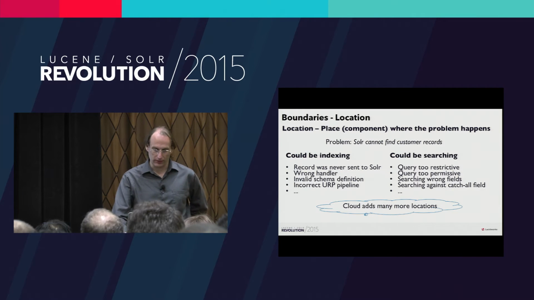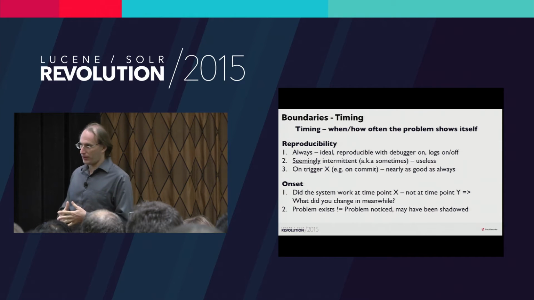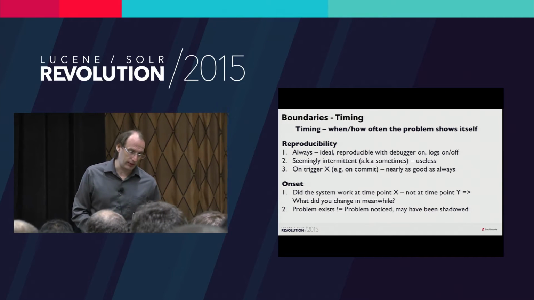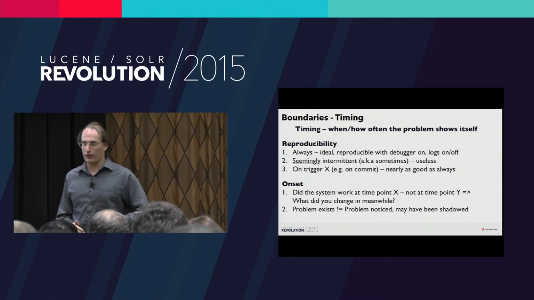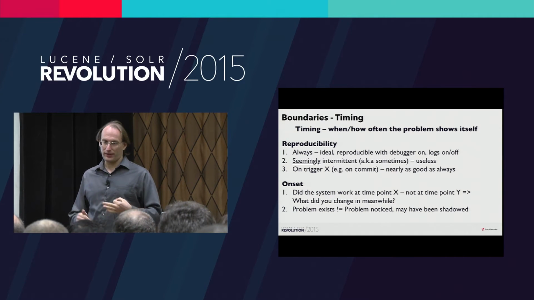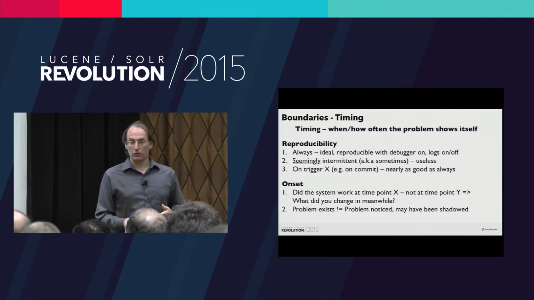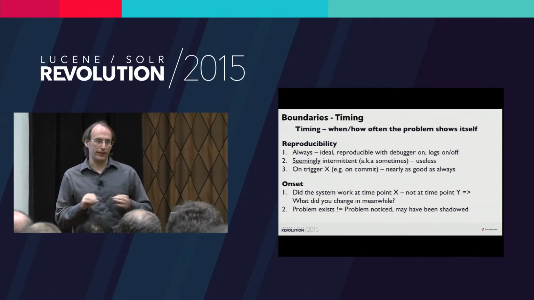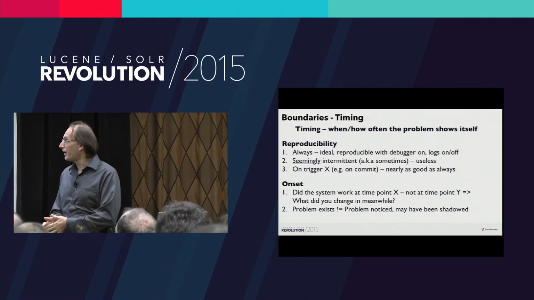Okay, so that's location. So let's look at timing. Timing is when or how often the problem shows itself, okay? And there are two aspects. There is reproducibility and there is onset, okay? And these are standard tech support questions. If you ever call tech support, they will ask you these questions because this is the way they isolate the problem, okay? And the reproducibility, can you always reproduce it? Do you hit a server with a particular command line and it happens every time, no fail? Ideal, because you can troubleshoot it, you can debug it, you can do all sorts of things, okay?